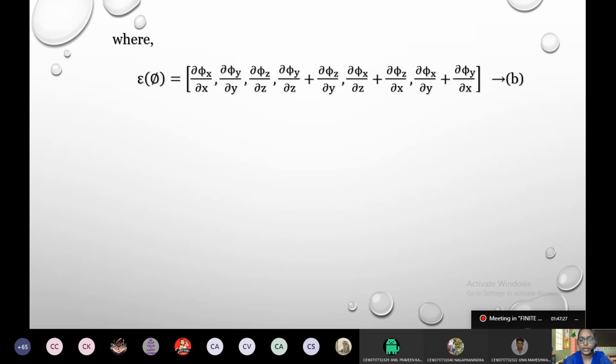All right, this is one term. And for the other term, you can write what this is: strain corresponding to the arbitrary displacement field phi. You can take a note of that. Strain corresponding to the arbitrary displacement field phi.